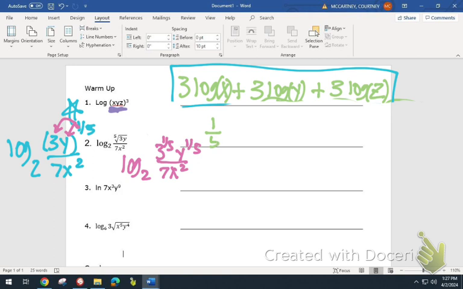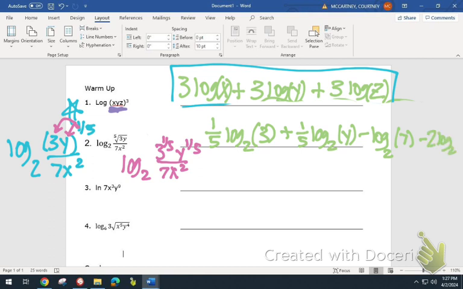So we'll have 1/5 log base 2 of 3, plus another 1/5 log base 2 of y, minus, because it's division, log base 2 of 7, minus 2 log base 2 of x. I didn't do the formula. That's okay.